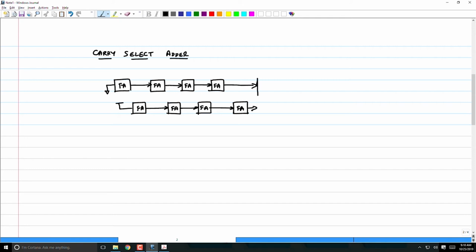And then, as usual, I'm going to put a mux. What's my select line? C in of this stage. This is 0, this is 1. You'll get the C out. Right? Now, I also have to multiplex here and get my sum.